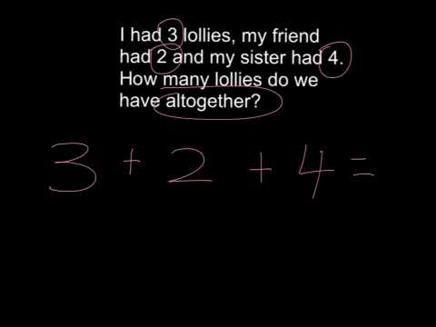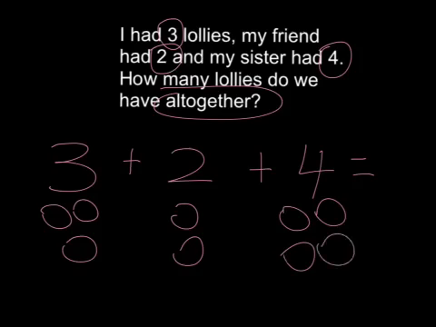You've got to find the strategy that suits you. I'm going to show you how you could draw a picture to solve this one. 3 lollies. And 2 more, and then 4 more. So 3 and 2 I can do a count on. 5, and 4: 5, 6, 7, 8, 9. My answer is 9 lollies altogether.